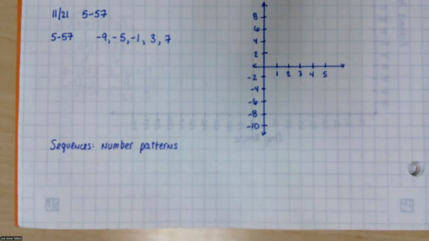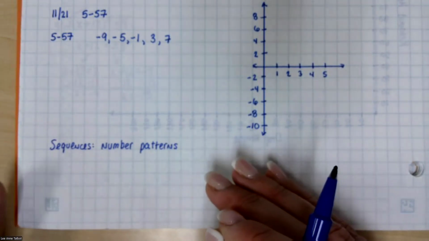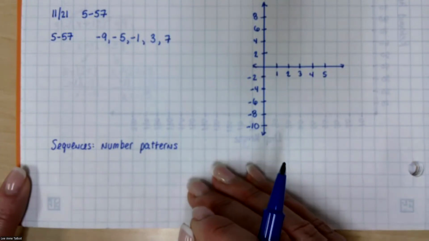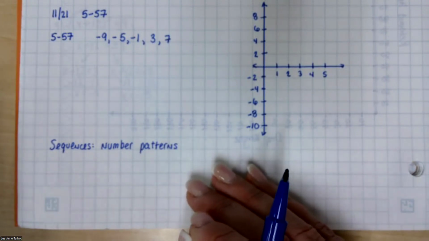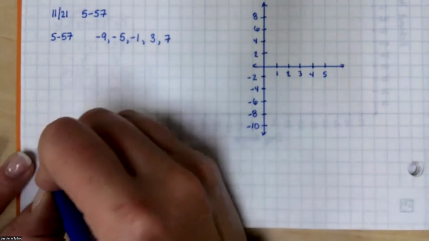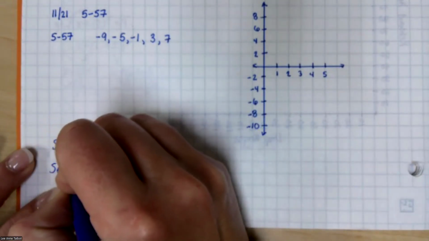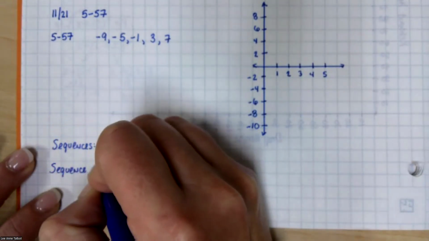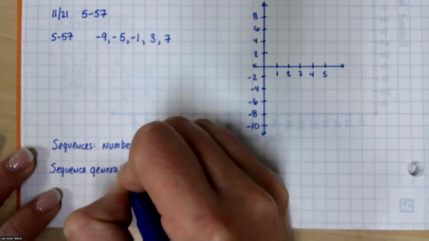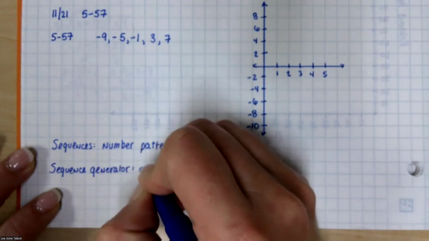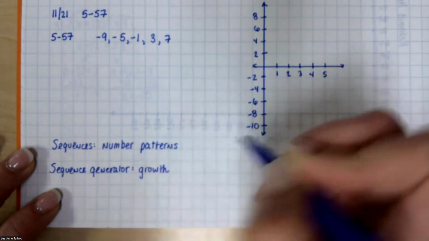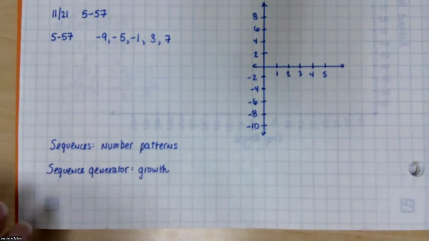Okay, so we're going to put some notes down here in the bottom because this is the part I feel like you might not know anything about. So I need to explain some stuff. Sequences are number patterns. Sequence generator is the growth.